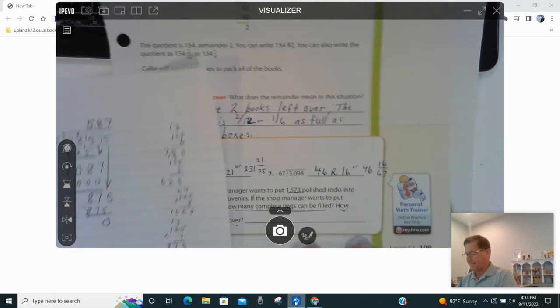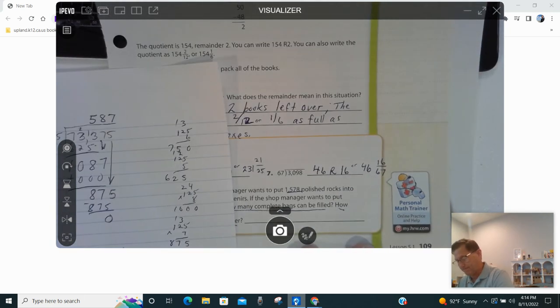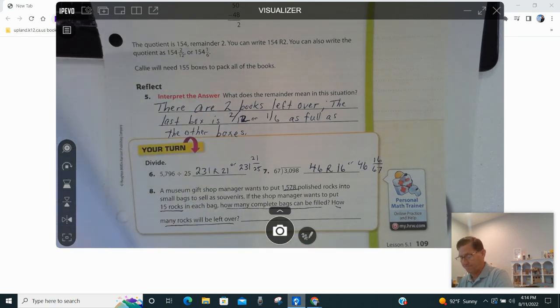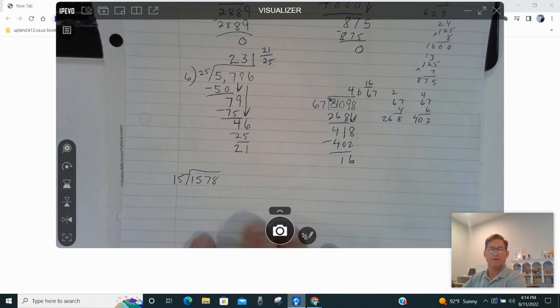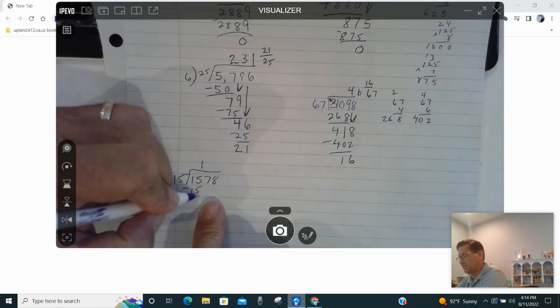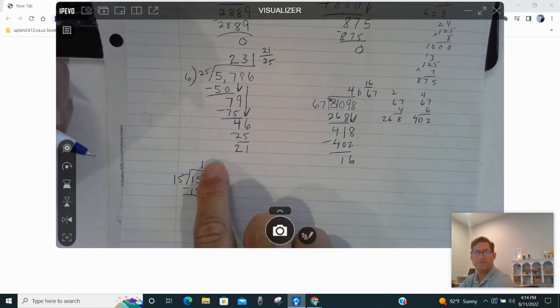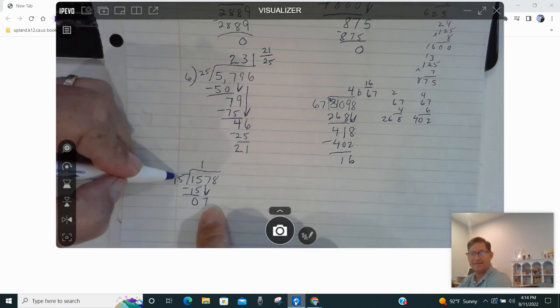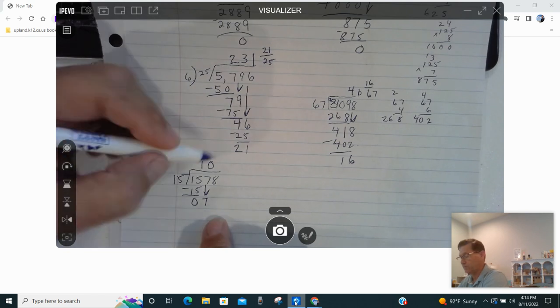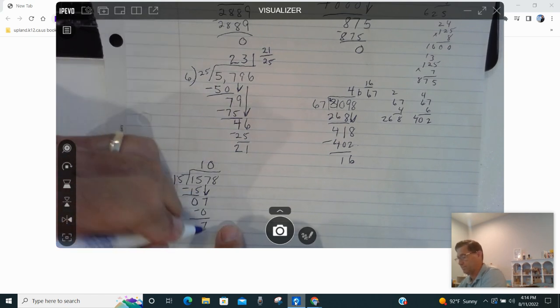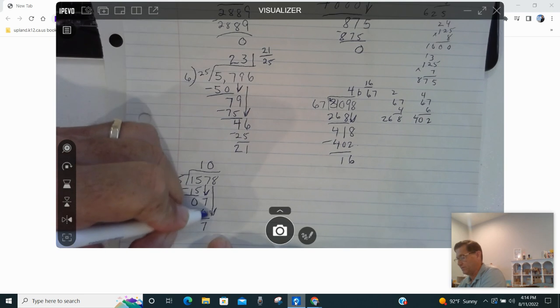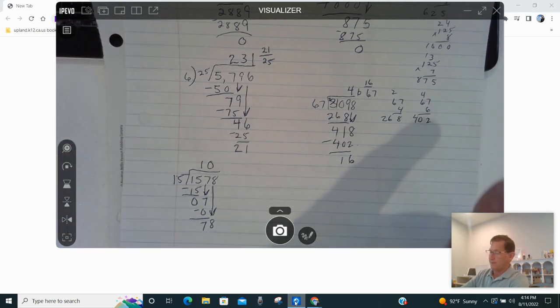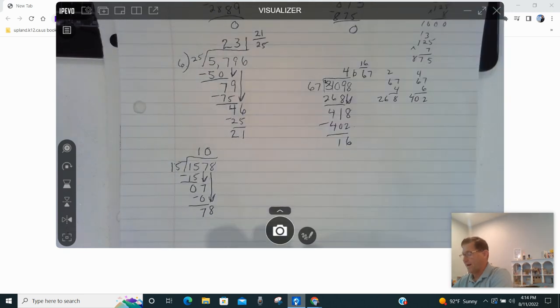So 1578 divided by 15. So 15 is greater than 1, but 15 is 15. So let's multiply 15 by 1. Subtract, we get 0. Bring down the 0. I can't take any 15s from 7, so I have to put 0. 0 times 15 is 0. Subtract, we have 7 again, and bring down the 1s. Well, 5 times 15 is 75.